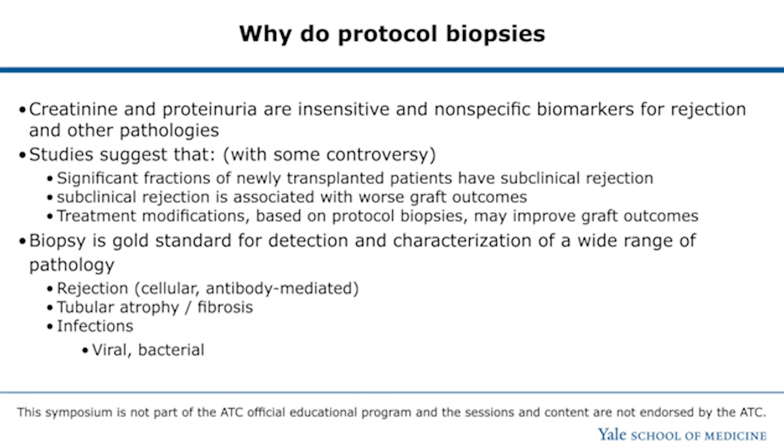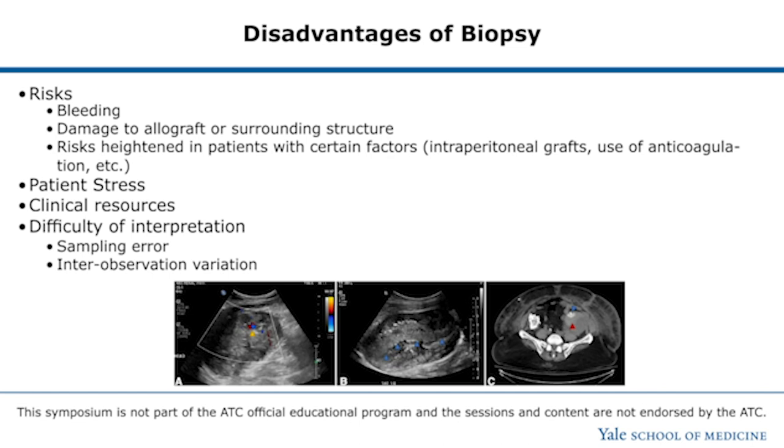So the gold standard for detecting these subclinical rejections has been the kidney biopsy. And the biopsy can pick up, of course, a wide range of different types of rejection, and also other pathologies such as tubular atrophy and fibrosis and infection due to bacterial and viral sources. So despite those advantages of the biopsy, there are many clear disadvantages.